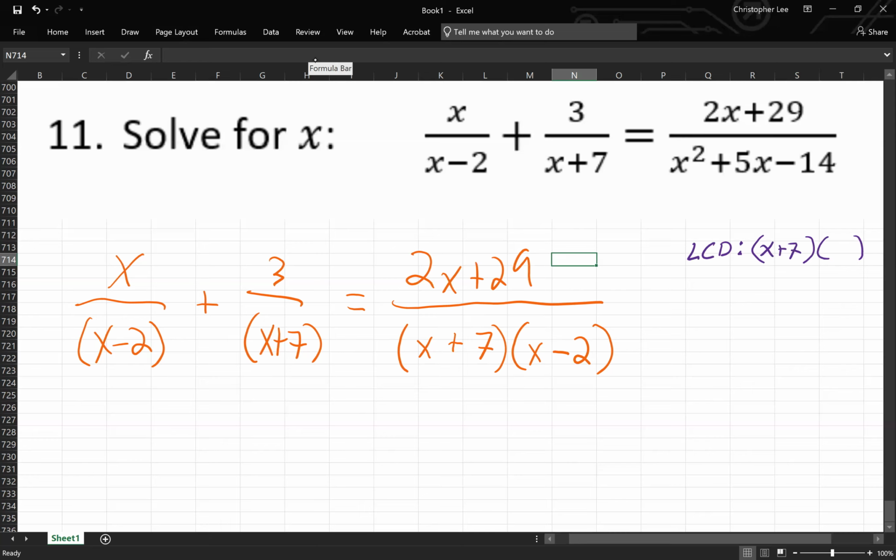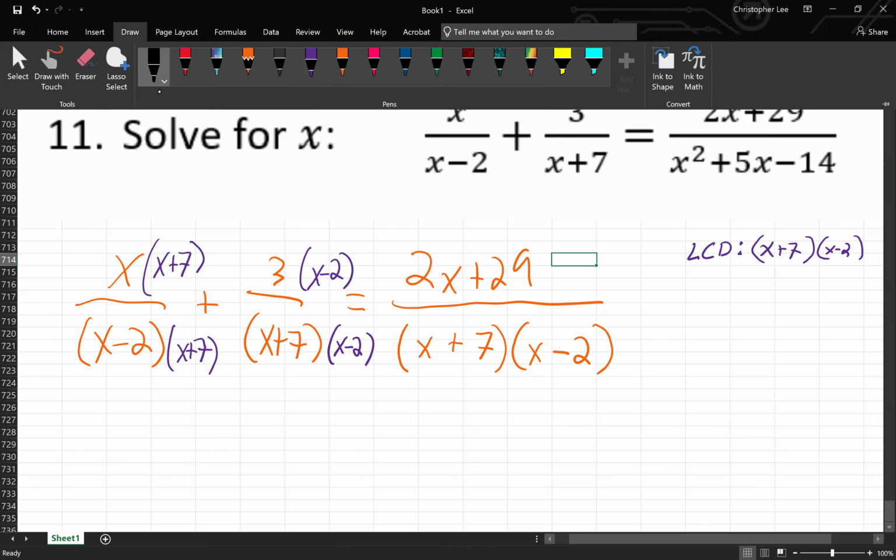X plus 7, x minus 2. Perfect, right? This first term has an x minus 2, but it's missing the x plus 7. So I'm going to give it to it. But what I do to the bottom, I've got to do to the top, right? The second term here has an x plus 7, but it's missing an x minus 2. What I do to the bottom, do to the top, right? And then the last term is just perfect, right?